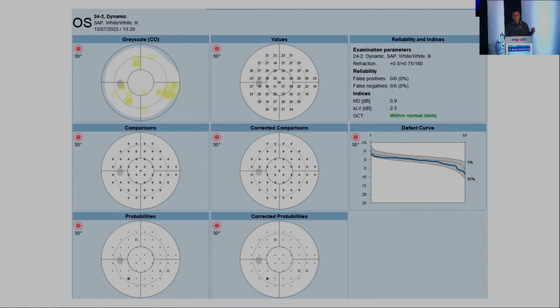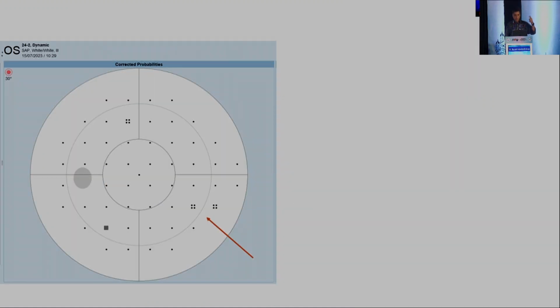Let's understand this with an example. If you look at this patient's left eye visual field and you look at the corrected probabilities, let's look at it in a zoomed up manner. There are only 2 abnormal points as per the criteria described. You would dismiss this as normal.